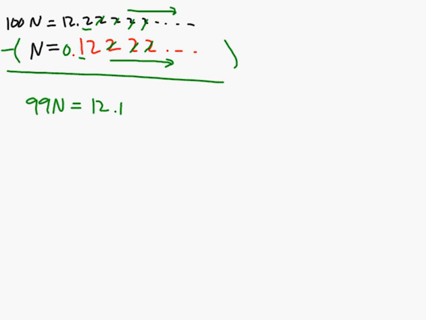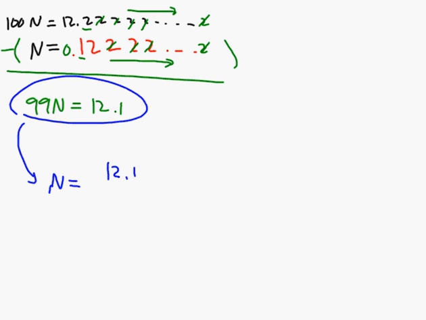However, clearly, for every 2 I had on the bottom here, there'd be a 2 on the top to cancel with it, and vice versa. So that means if I continue to subtract forever, those are all just going to go to 0. And why am I happy? Because this equation is something I learned to solve a long time ago. Divide by 99, I get n equals 12.1 over 99.